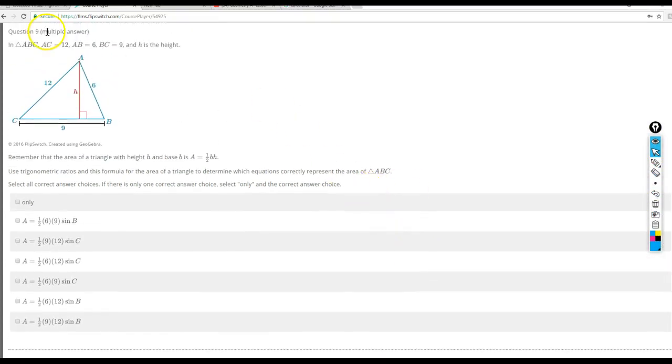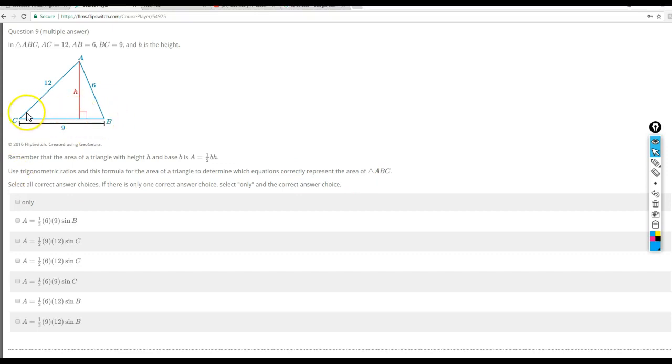Question 9. In triangle ABC, side length AC is equal to 12, side length AB is equal to 6, and side length BC is equal to 9, and h is the height. Remember that the area of the triangle with height h and base b is A equals 1/2 b times h. Use the trigonometric ratios and this formula for the area of a triangle to determine which equations correctly represent the area of triangle ABC.